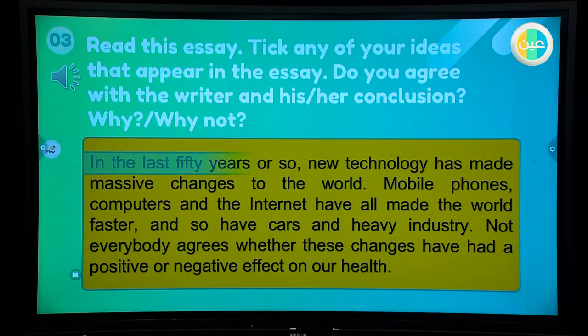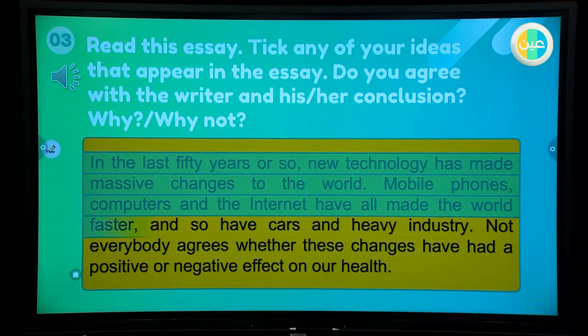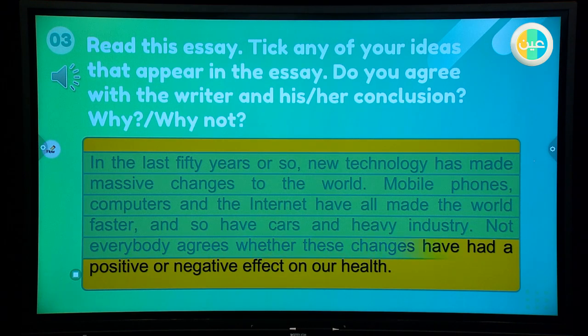In the last 50 years or so, new technology has made massive changes to the world. Mobile phones, computers, and the internet have all made the world faster, and so have cars and heavy industry. Not everybody agrees whether these changes have had a positive or negative effect on our health.